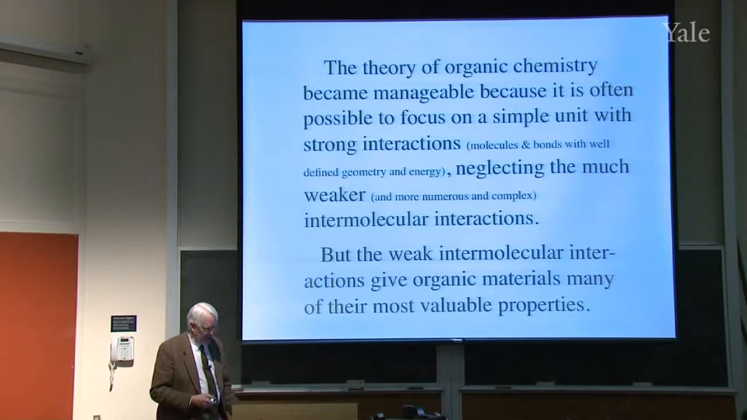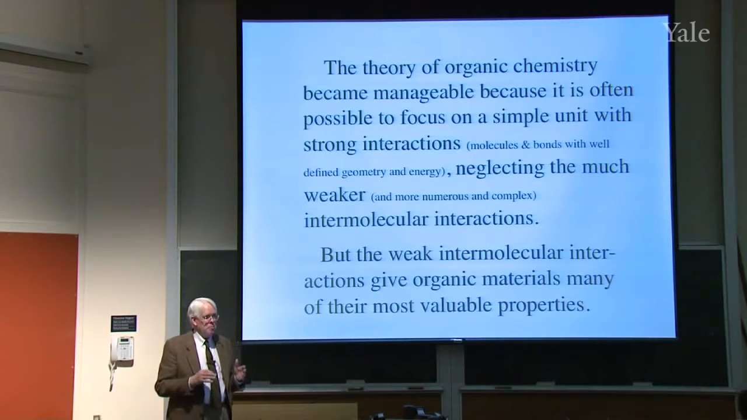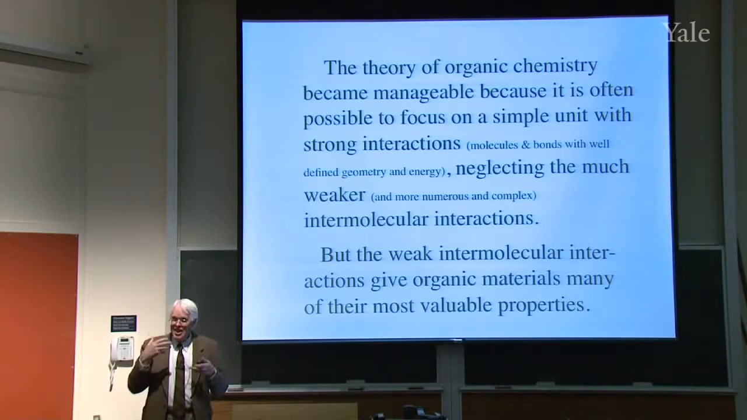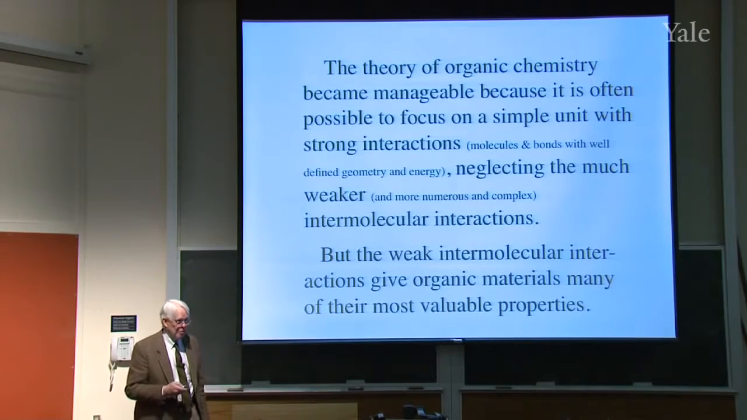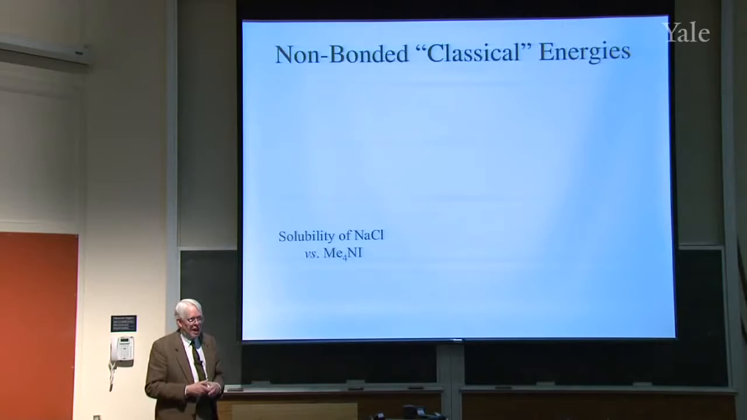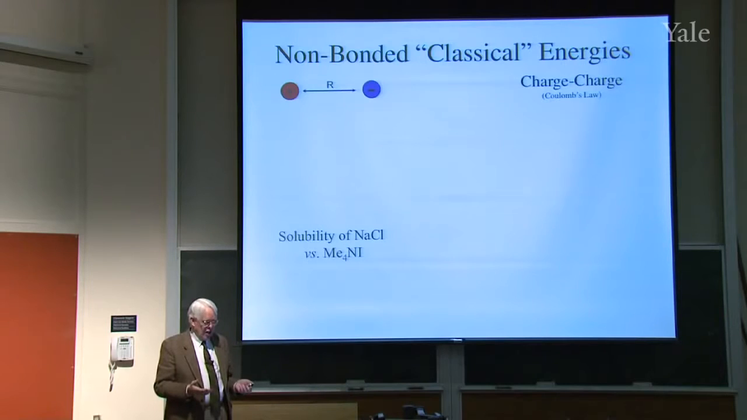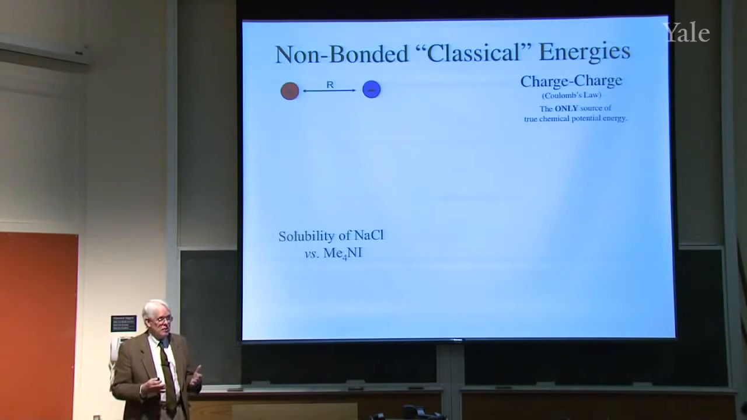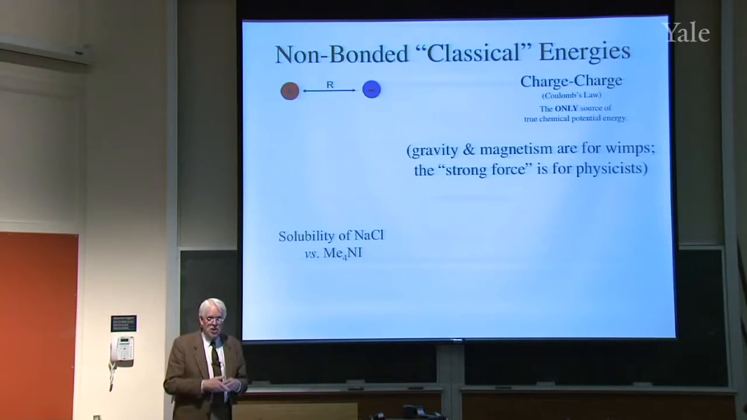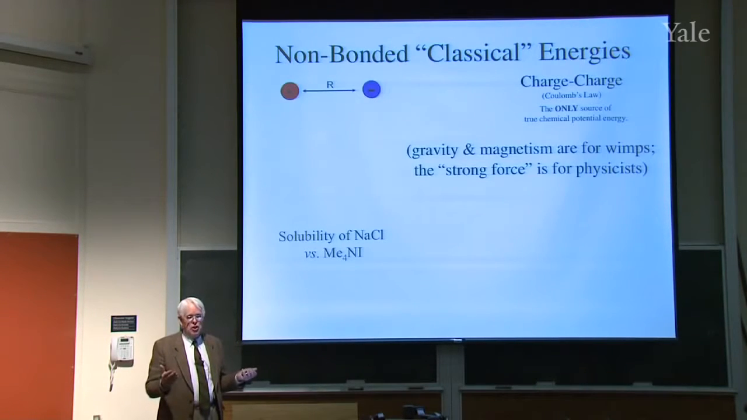So these weak intermolecular interactions give organic materials many of their most valuable properties. Most of the properties of what's important in your bodies are not things that involve making and breaking bonds, but changing non-bonded interactions between things, and that's what we're going to be looking at for a little while now. So non-bonded classical energies. Okay, now suppose you have just the Coulomb's law, charge-charge interaction. That's where we started last semester. That's, as you know, the only true source of chemical potential energy. There's gravity in physics and magnetism, but those are tiny, right?